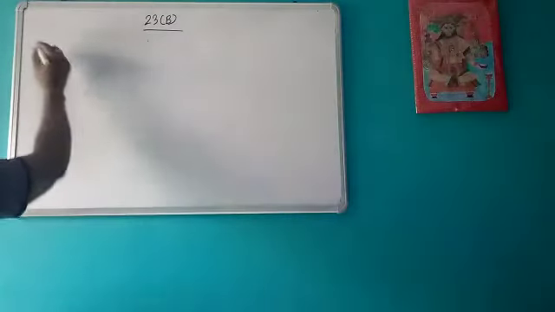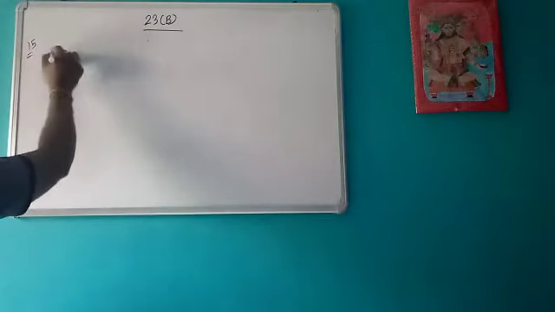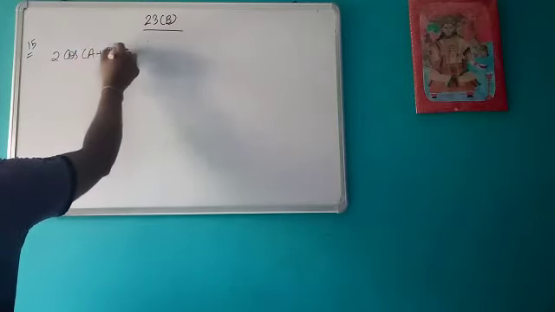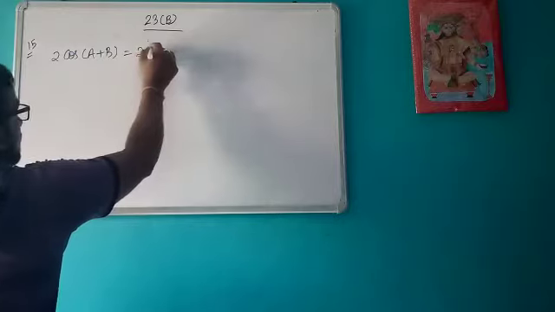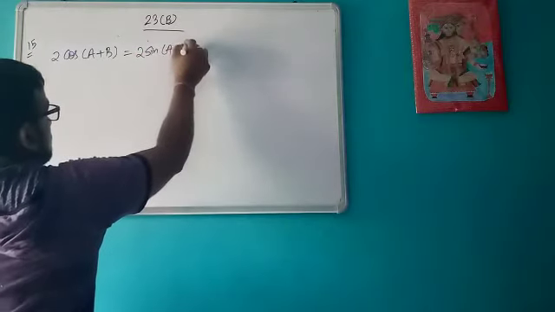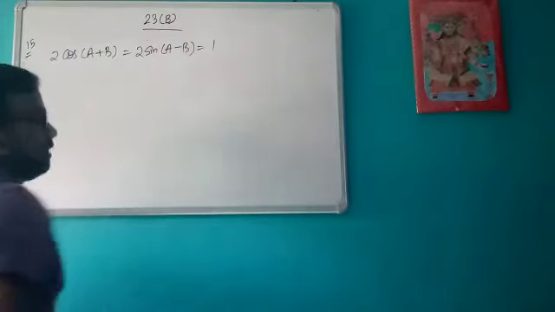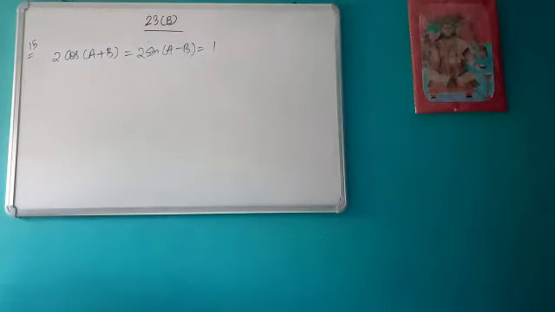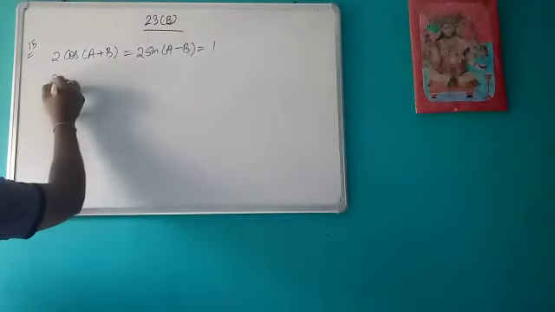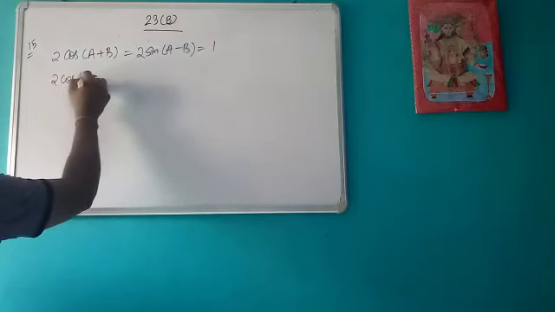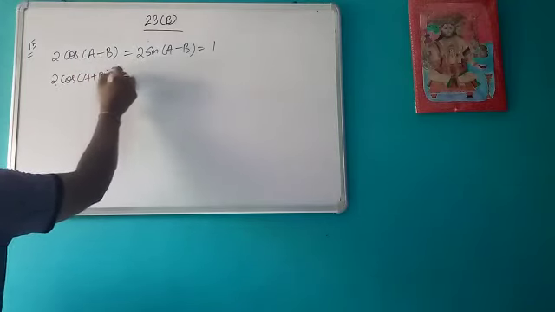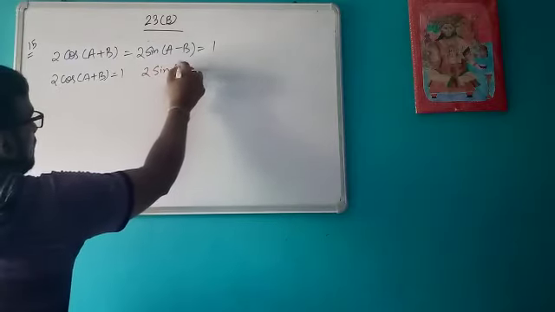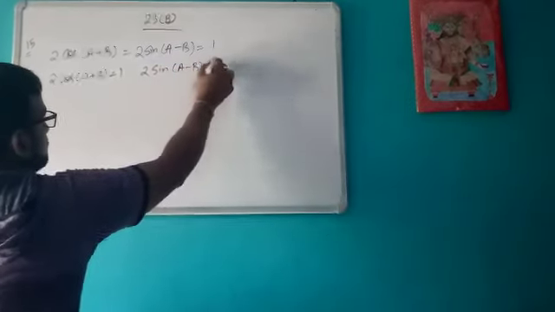Okay, let's discuss one more question, an important one. 2 cos (A plus B) is equals to 2 sin (A minus B) equals to 1. Suppose a question is like this and we have to find the value of A and B. So how do we start? First we will compare these two equations, that is both are equal to 1.